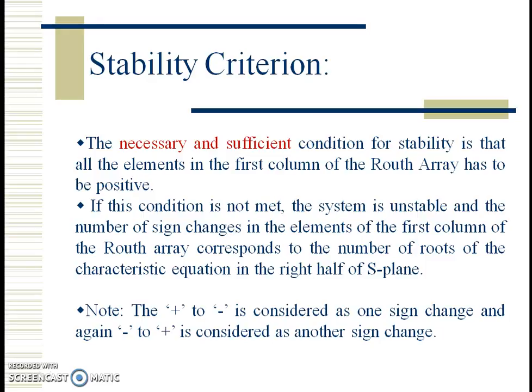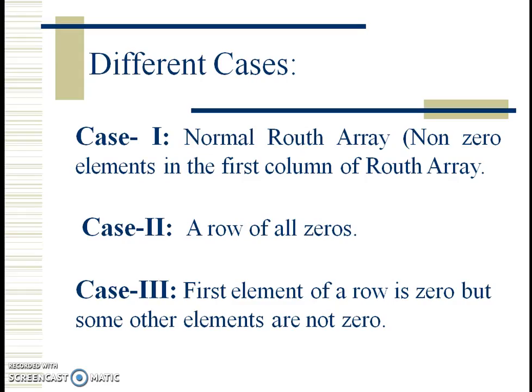If the condition is not met and sign changes exist, then the clear conclusion is the system is unstable, and we can count how many poles are located in the right side of the S-plane, which is equal to the number of sign changes. Please note that plus to minus, if the magnitudes are changed, is considered as one sign change. Again from minus, if we come across a plus value, then again it is considered as another sign change.